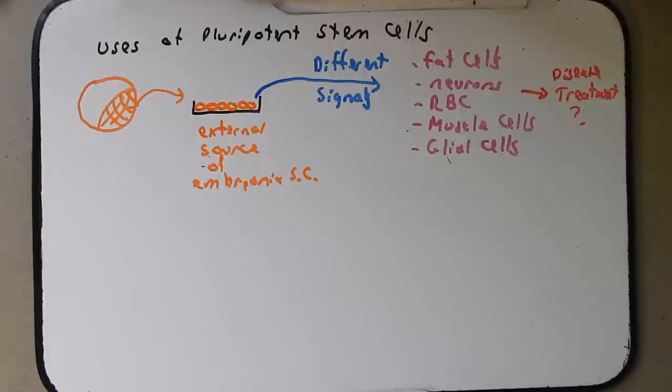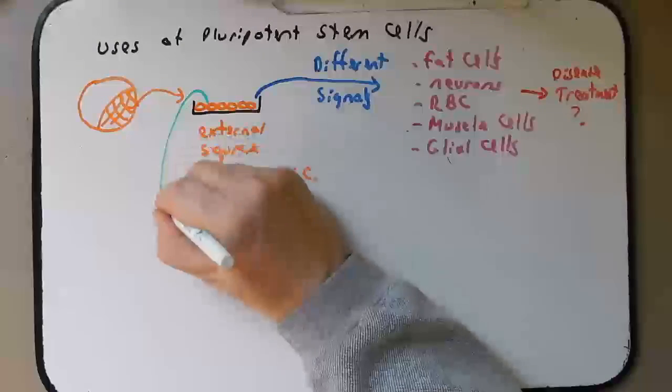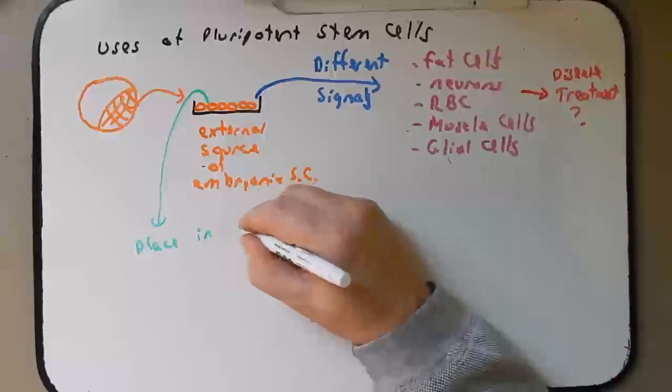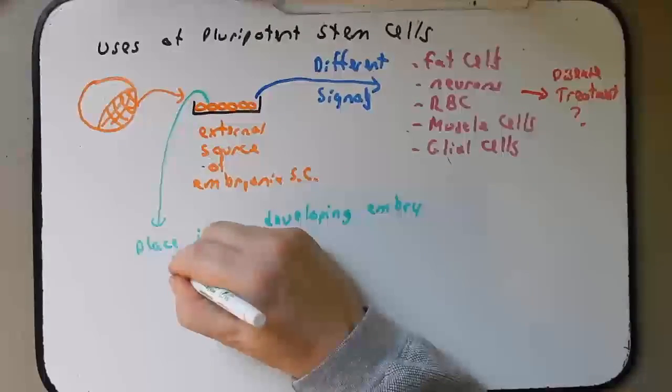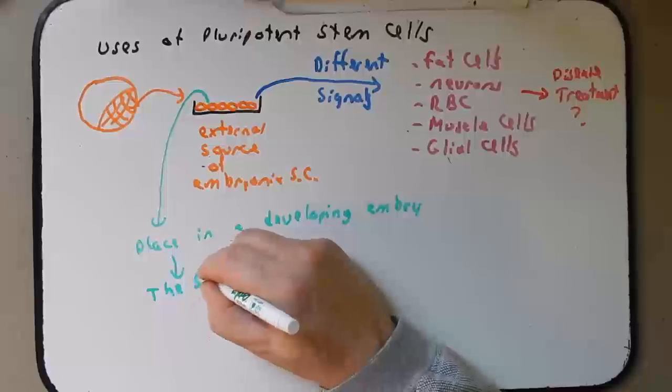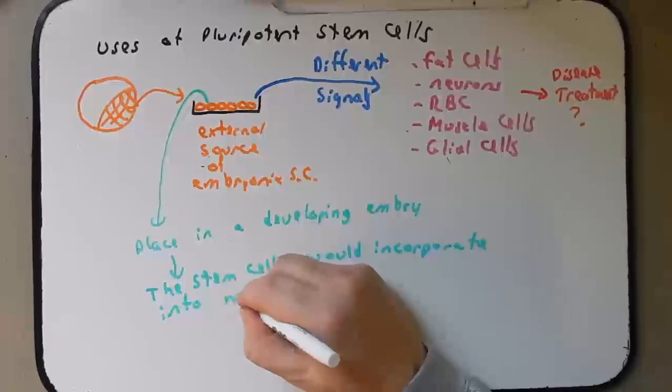Now we know that these are, in fact, embryonic stem cells, meaning they function as embryonic stem cells, because you could take these cells and you could place them in a developing embryo, and these stem cells would incorporate into the new embryo.